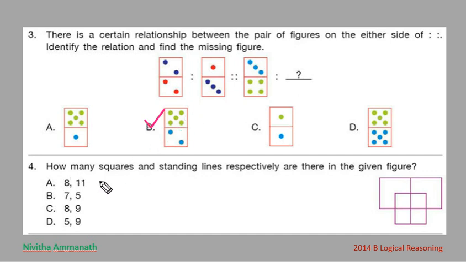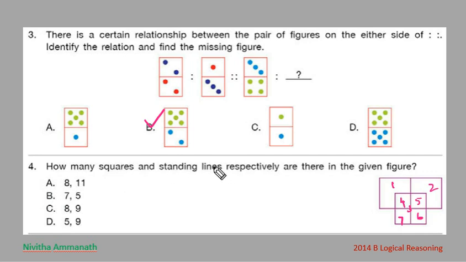Next one, how many squares and standing lines respectively are there in the given figure? How many squares are there? Here one square is this. This one is 1 square and this is 2 and this whole is 3 and this is 4, this is 5, this is 6, this is 7. So 7 squares are there. So this is the option.